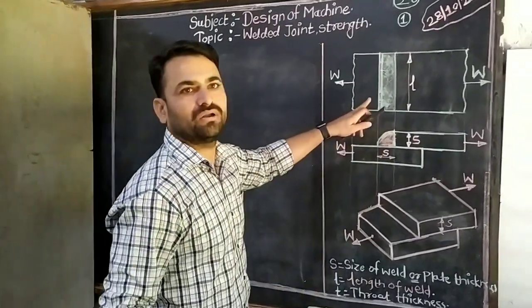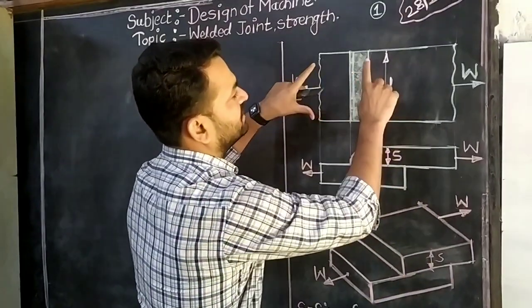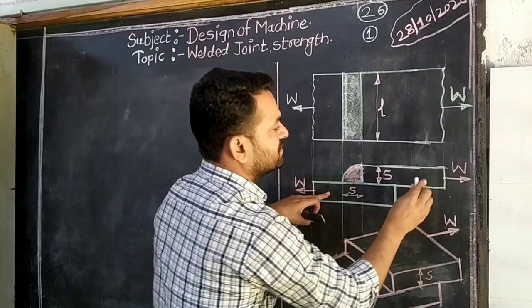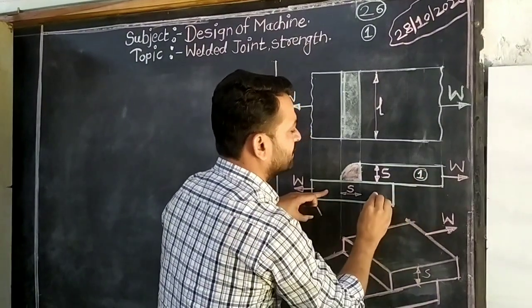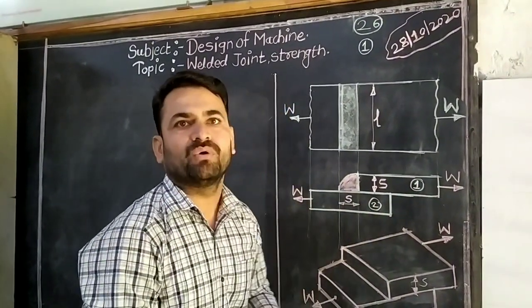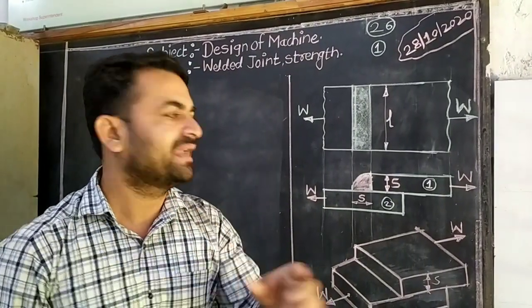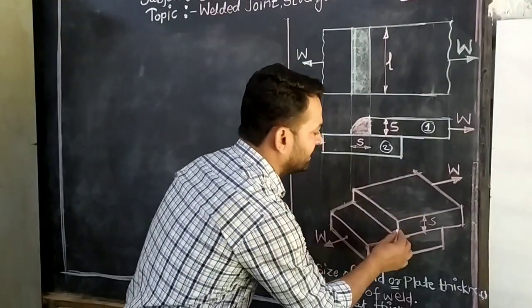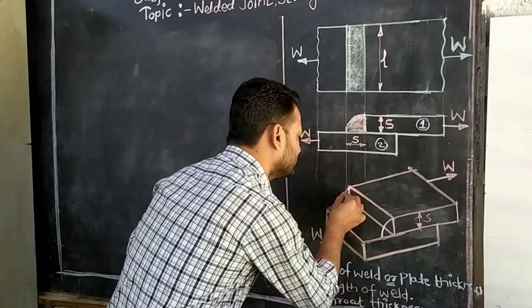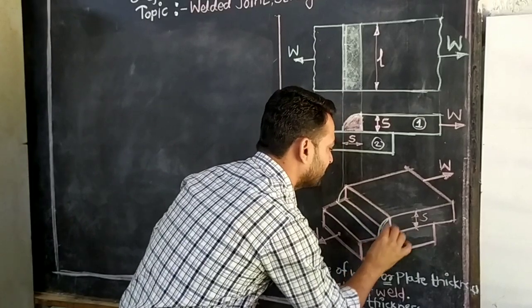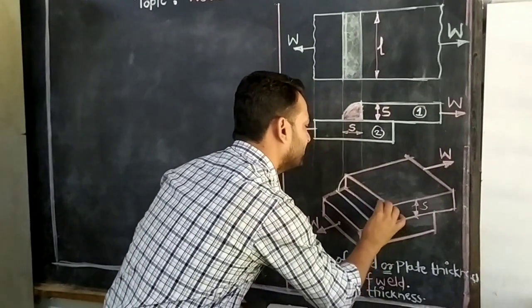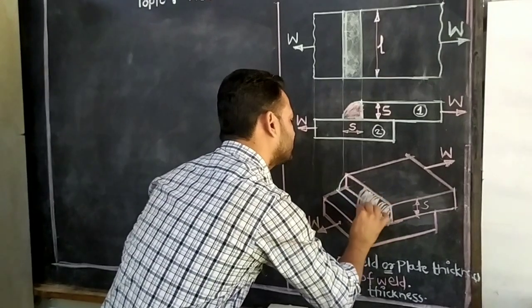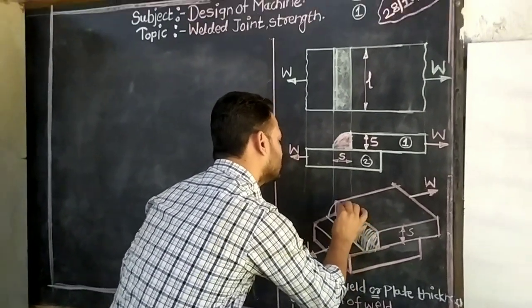See here, I have drawn this diagram. This is the top view of these two plates, and this is the front view. This is plate number 1, the top plate. This is plate number 2, the bottom plate. Both are going to be joined with the help of welding, and it's a transverse fillet weld. Here welding is going to be done. See here, this is the 3D view. Here welding is going to be applied. This is the welding, and we have to find out the strength of this weld.